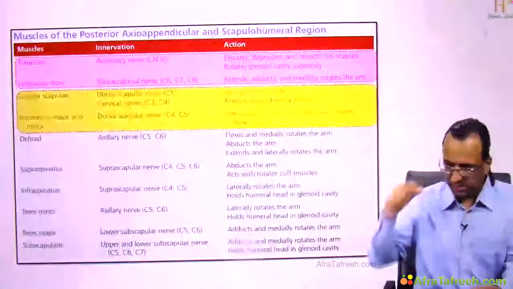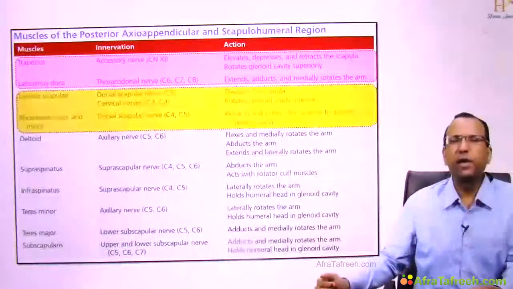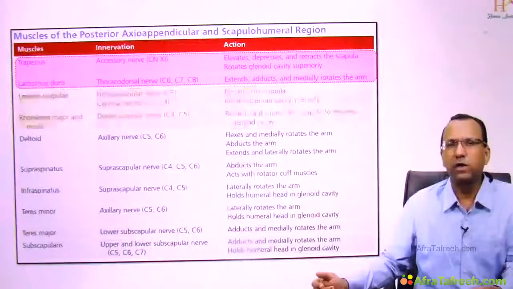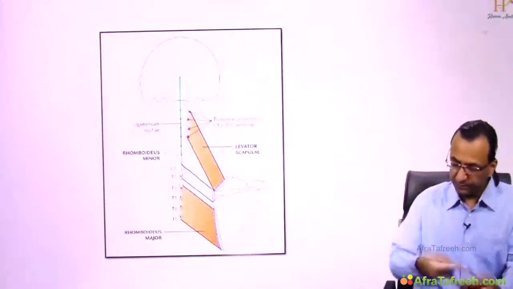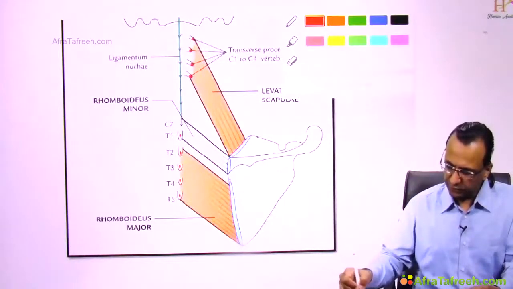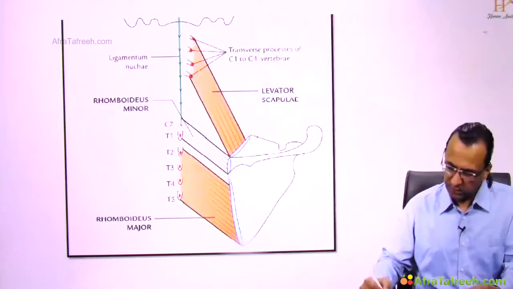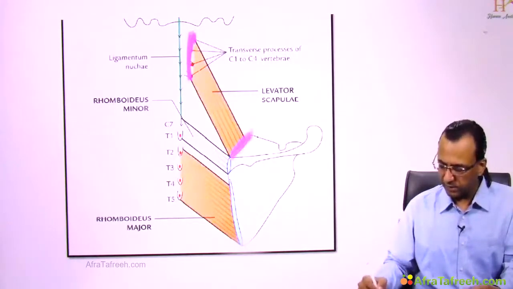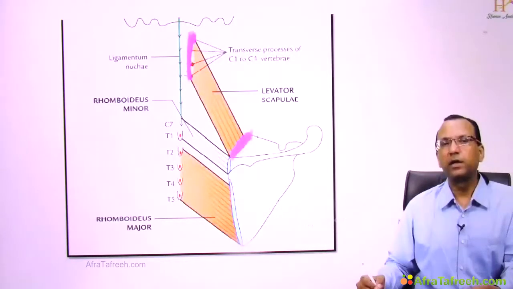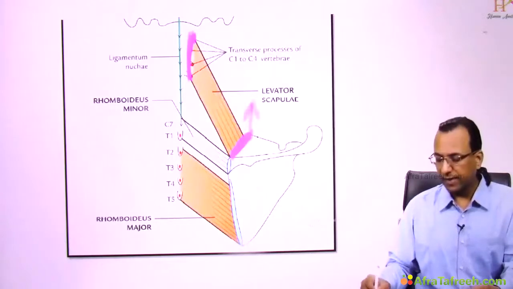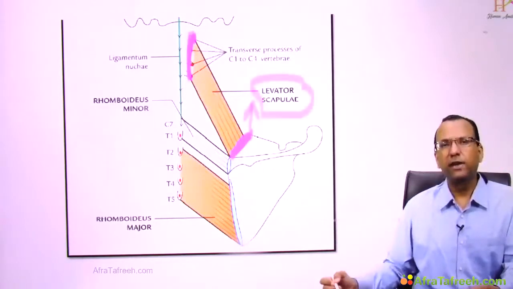Okay, what about the levator scapulae and rhomboid muscle? Levator scapulae and rhomboid muscle are all attached to the medial border of the scapula bone. What is the origin? The origin is, of course, the vertebra bone, the cervical vertebra. And the insertion is the medial border of the scapula, the superior angle of the scapula, to elevate the scapula. That's why it is named levator scapulae.